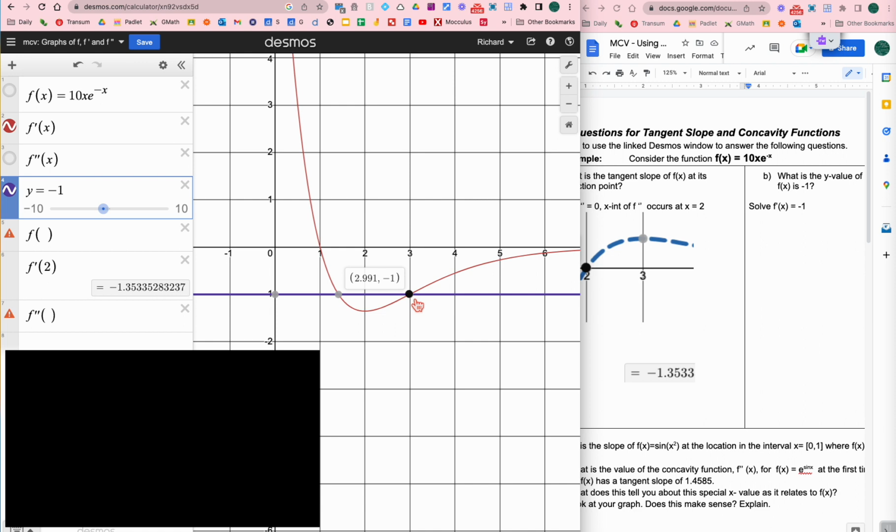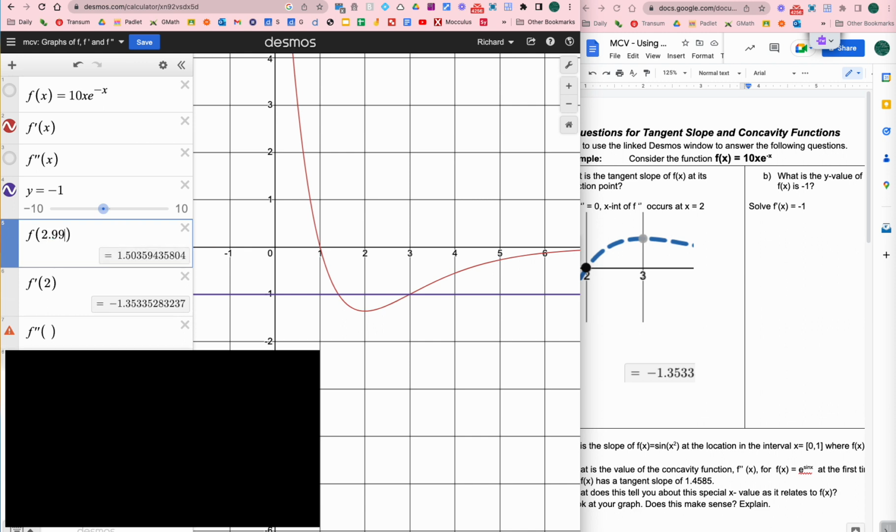So what do I need to do now? It says, what's the y value? So I know the slope of f of x is -1 at x equals 2.991. Now I have to sub in 2.991 to find the y value. And what is that y value? 1.5. So we do that, and I'll show the picture here.